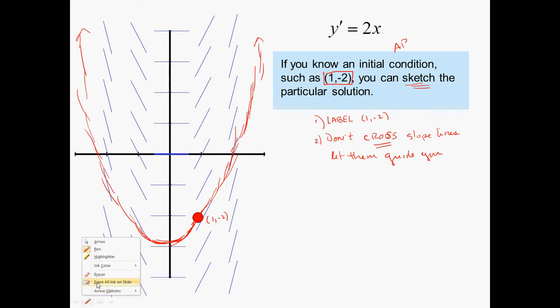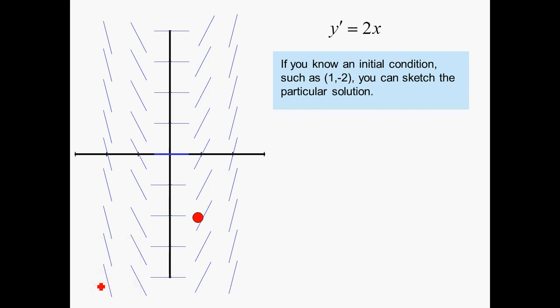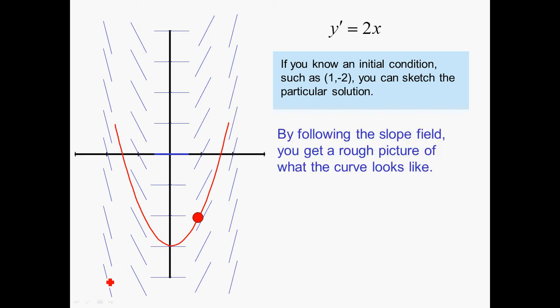AP is going to forgive you for a lot of your mistakes, but here's how you get one wrong. Like that, or God forbid, like that, right? Something nice and smooth. Use the slope field line segments to guide your direction. And it is a rough picture. And this should say solution curve.